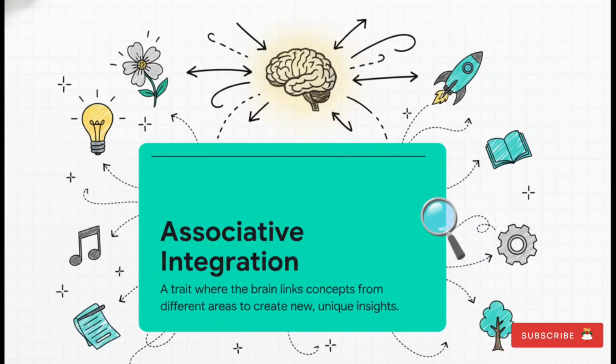So the term we're actually looking for is associative integration. Now, I know it sounds a little fancy, but it's a specific cognitive trait. All it means is that your brain is basically built to constantly link ideas from totally different areas, even stuff that seems completely unrelated, and from that, you create these brand new, unique insights. Think of it this way. It's not a bug in your system, it's a built-in feature of your mind.